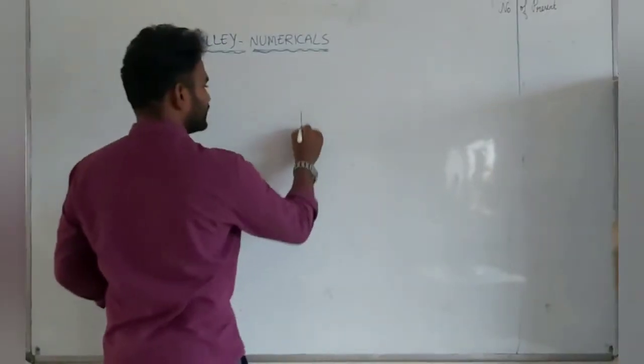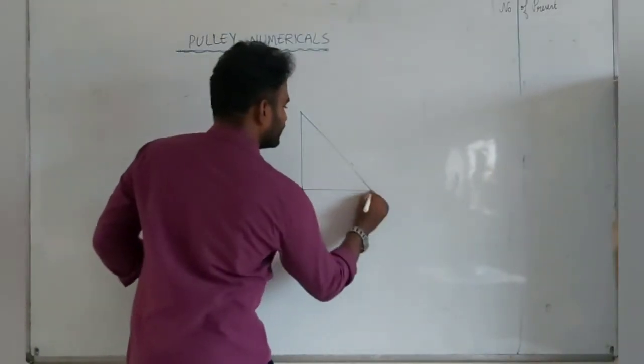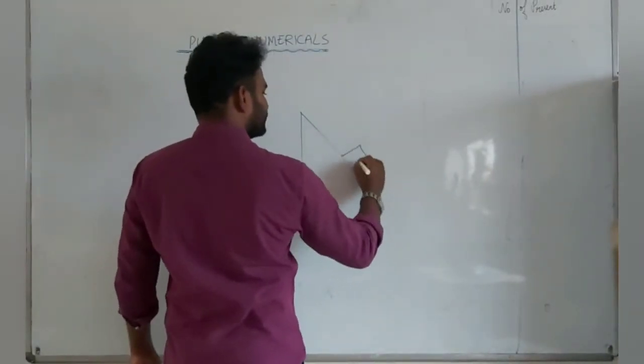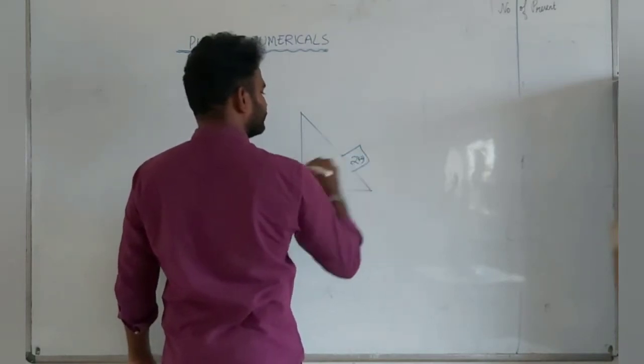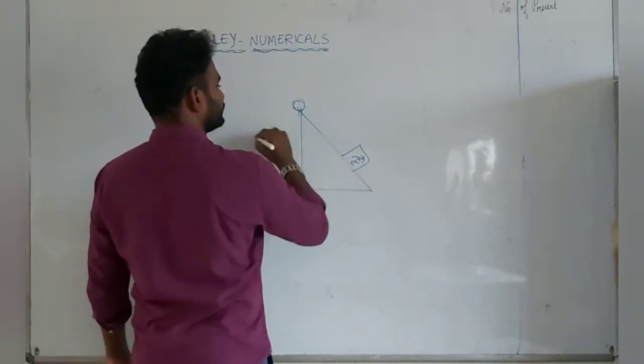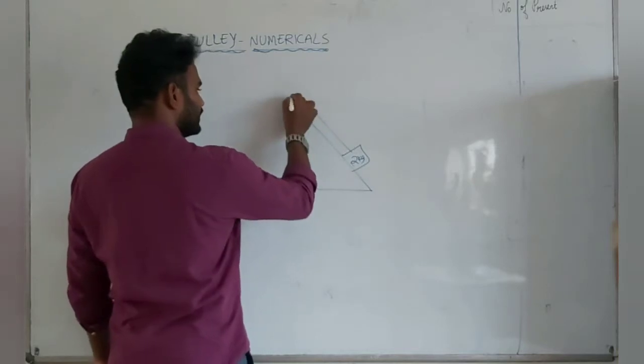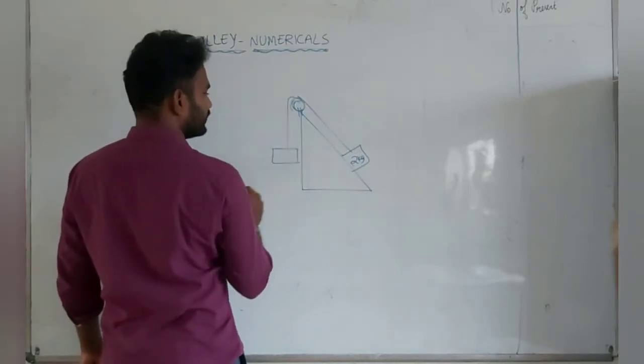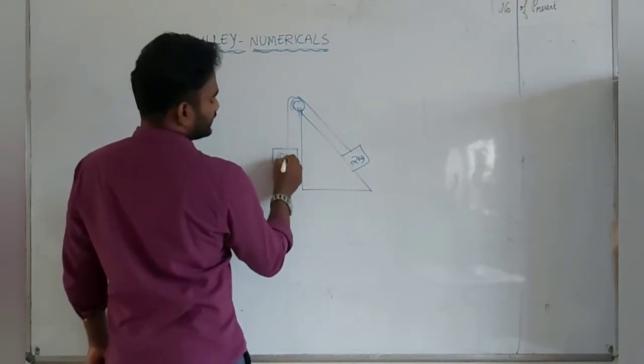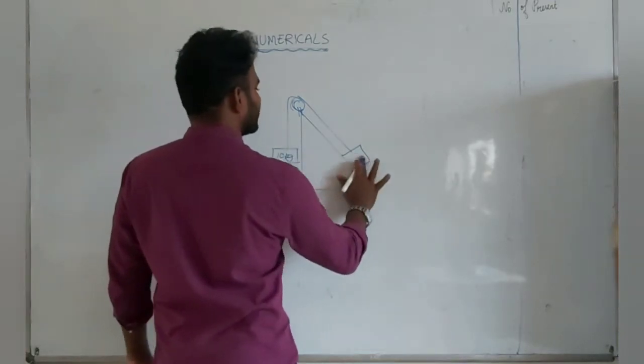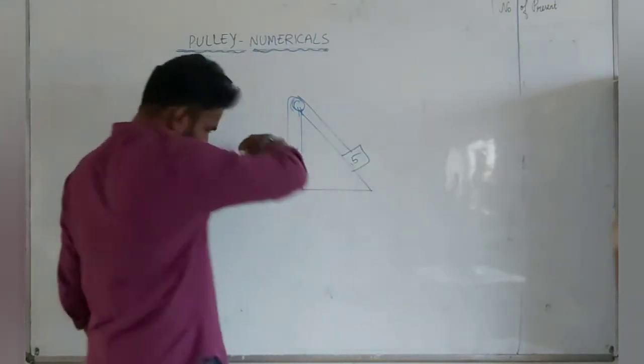So let us consider there is an inclined plane. And here is the block. This is of 2 kg. Here is the pulley again. Frictionless. So this is the block of 10 kg, or else this is 5 kg you can take, guys, 5 kg.